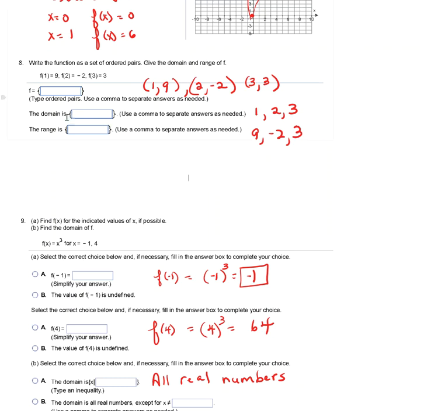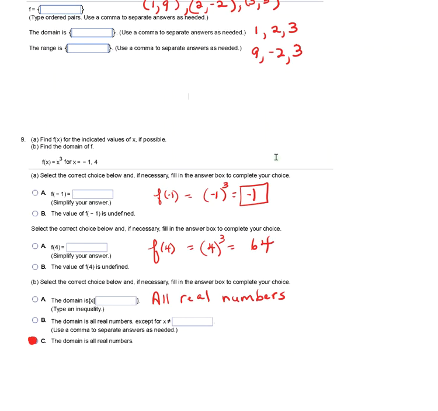And then it asks for the domain, which is just the x values. So 1, 2, 3. And the range, so that I've got that there now. The range is 9, negative 2, 3. Commas between them. There's no parentheses on these answers.